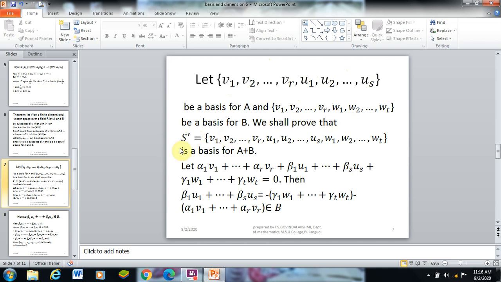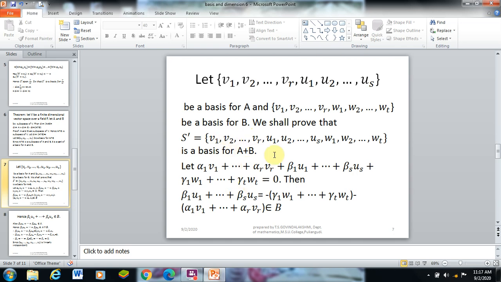We shall prove that S dash, equal to v1 to vr, u1 to us, w1 to wt, is a basis for A plus B, that is, the union of the terms v1 to vr, u1 to us, and w1 to wt is a basis for A plus B. Let alpha 1 v1 plus alpha r vr plus beta 1 u1 plus beta s us plus gamma 1 w1 plus gamma t wt. These elements form a basis for A plus B.